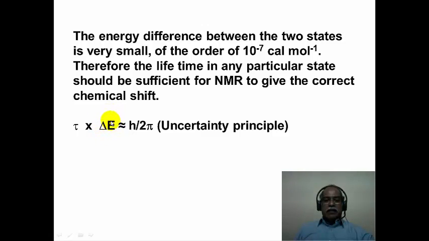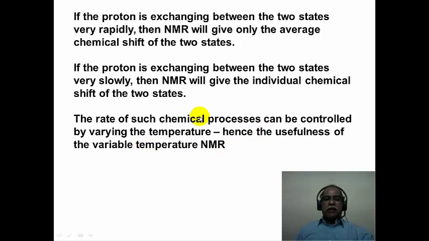There can be a very large uncertainty in the energy state depending upon the lifetime of the molecule in that particular state. So, the NMR signal can be either very sharp or very broad depending upon two types of conditions that is met. What are the two types of conditions? If the proton is exchanging between the two states very rapidly, then NMR will only see an average chemical shift value of the two states. The signal can still be a very sharp signal in this particular case. Nevertheless, it will be an average chemical shift of the two states.